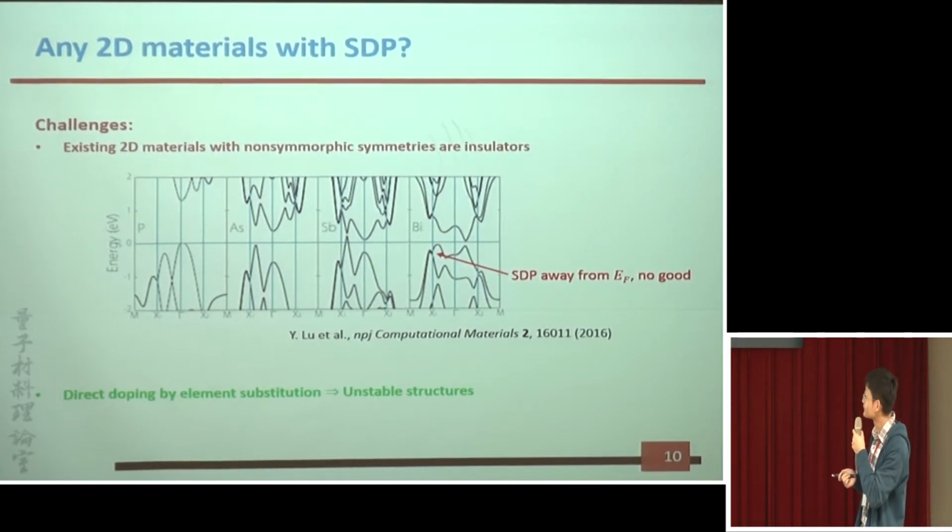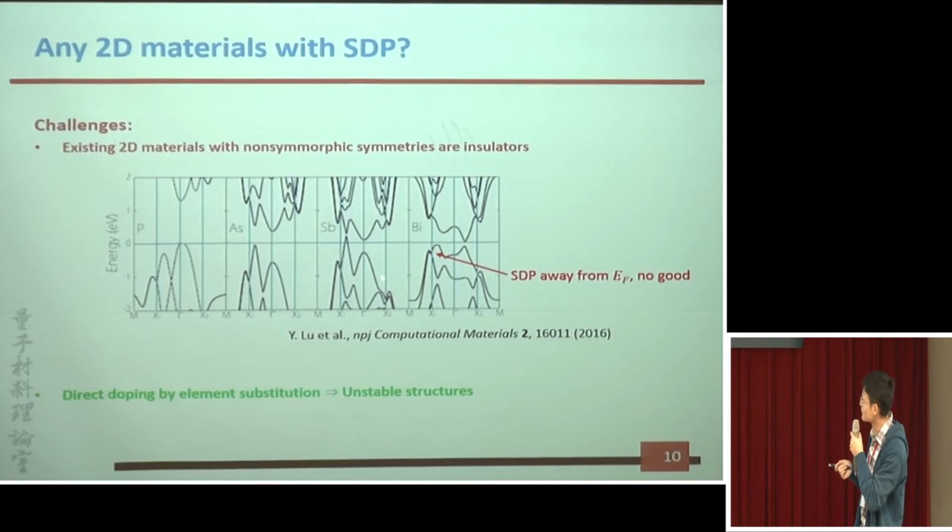So here, actually, these kind of Dirac points already appear in several material systems. For example, this is for 2D bismuth, monolayer 2D bismuth. You can see there is a Dirac point here, a four-fold degenerate Dirac point. However, this one is far from the Fermi level, about 0.5 eV. So it's not a good candidate.